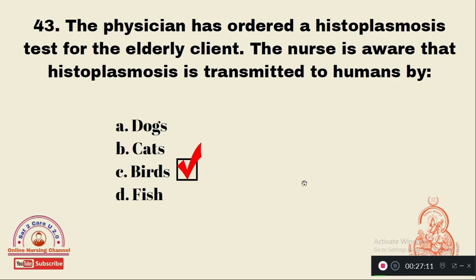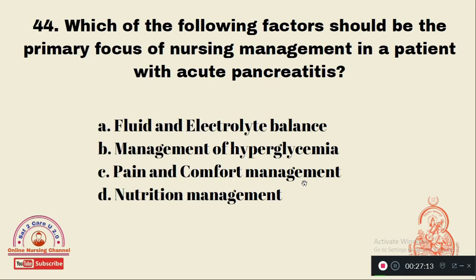Question number 44. Which of the following factors should be the primary focus of the nursing management in a client with acute pancreatitis? Option A. Fluid electrolyte balance. B. Management of the hyperglycemia. Option C. Pain and comfort management. Option D. Nutritional management. So acute pancreatitis, the primary focus on nursing management would be fluid and electrolyte balance.